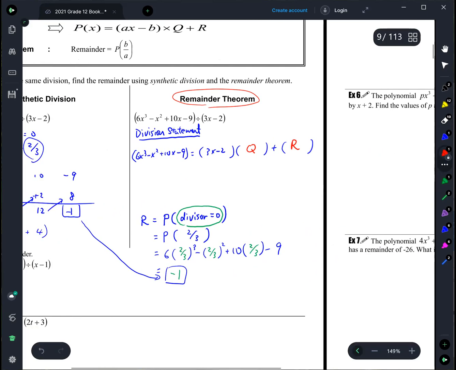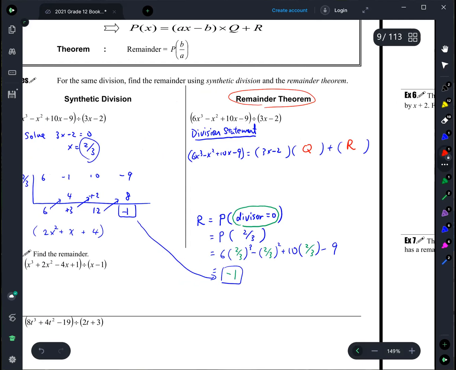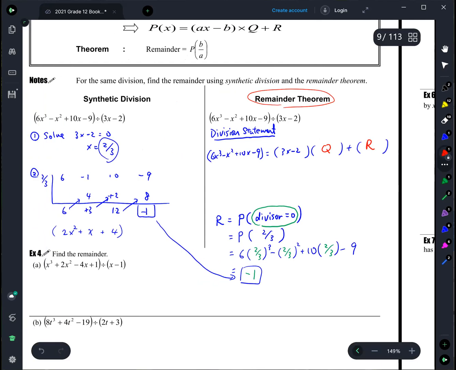So now if you sub in, right, because the remainder theorem tells us to sub in 2/3, right? When you solve 3x minus 2 equal to 0. The 2/3 that we got here on the left side, in the red circle, if you sub it into the x, it will make the divisor become 0, right? Because 3x minus 2 is the divisor. You solve for x, make it equal to 0. So 2/3 will make it become 0.